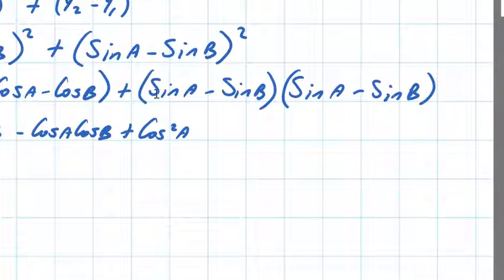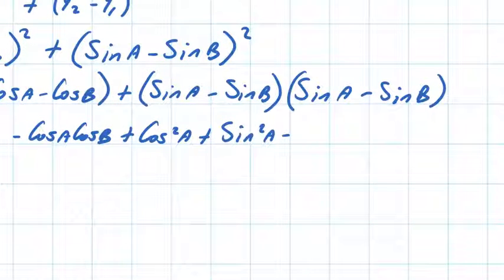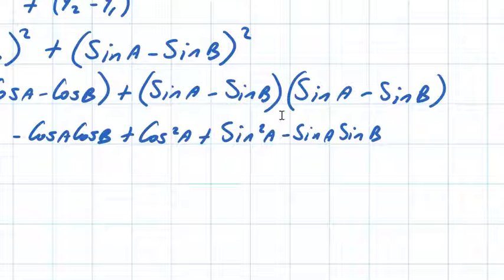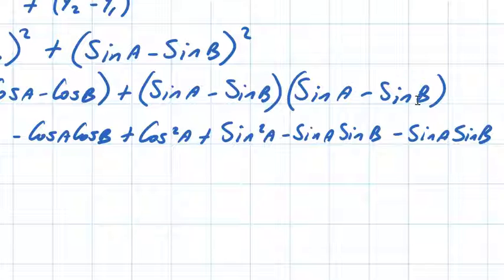And do the same with all these over here. So it's sine A by sine A is sine squared A. So just take your time with this and multiply out term by term. Sine squared A, minus sine A by sine B is sine A sine B. And again, minus sine A sine B here. And finally, minus sine B by minus sine B is plus, minus by minus is plus sine squared B.